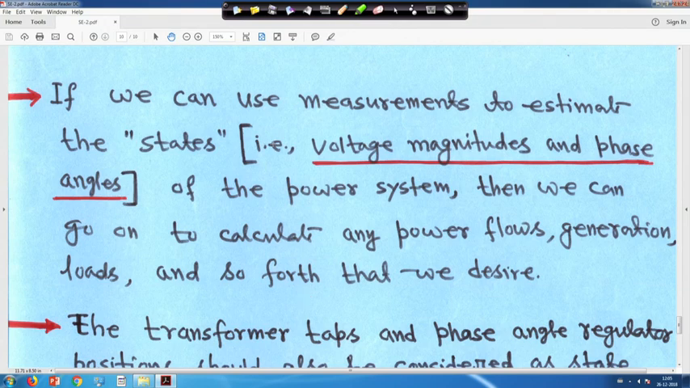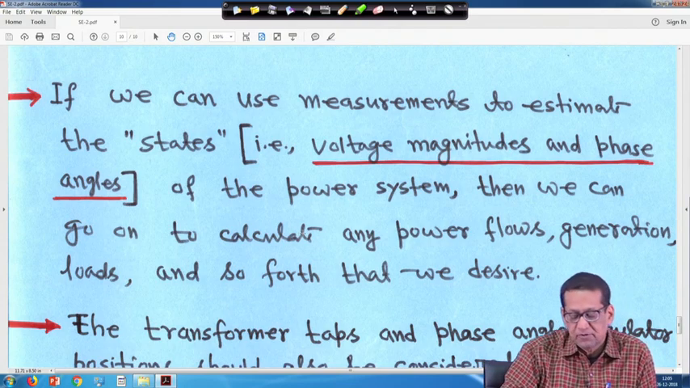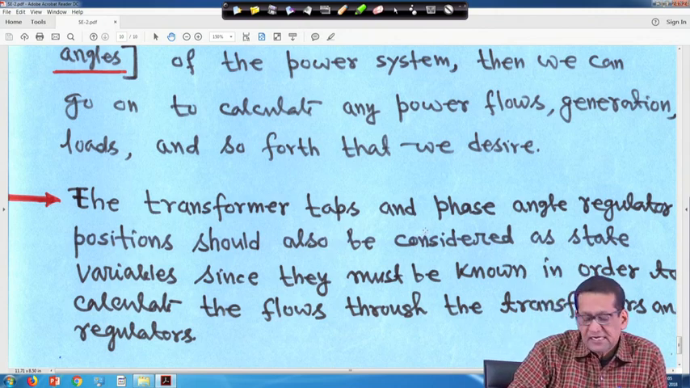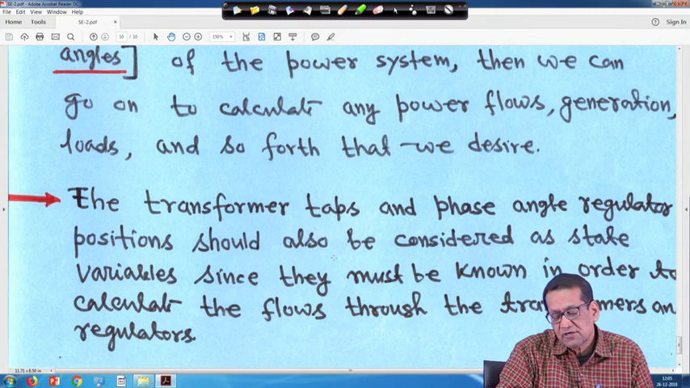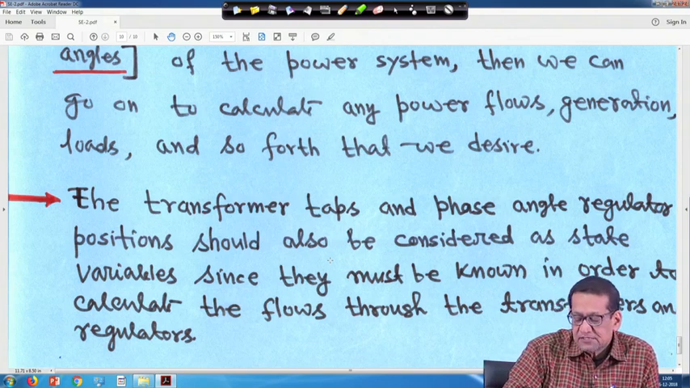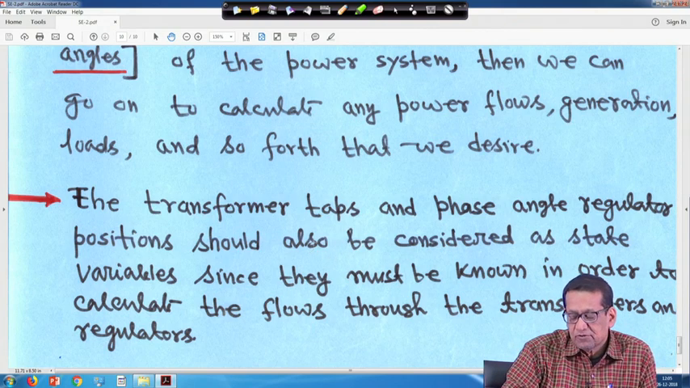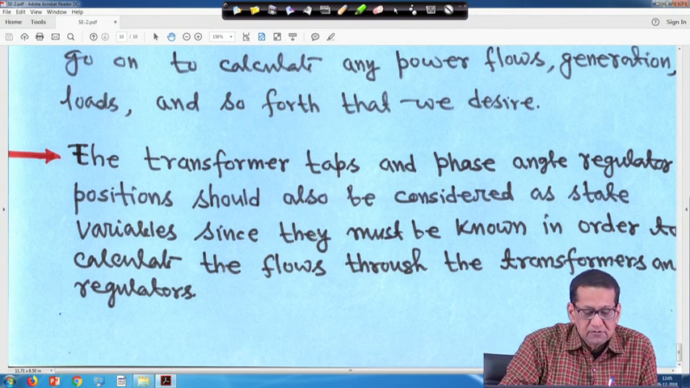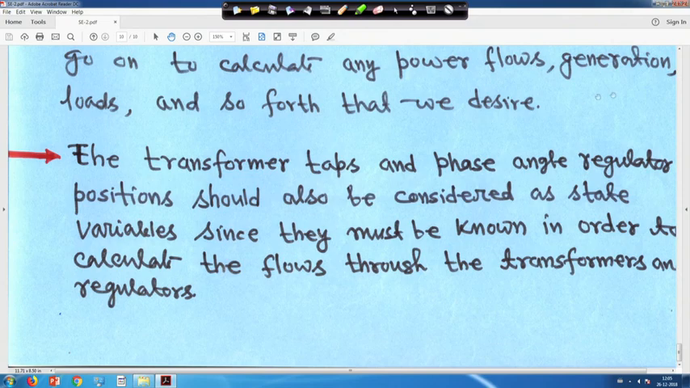Just starting from the end of the previous lecture, if we can use measurements to estimate the states, that is voltage magnitude and phase angle in this case of the power system, then we can go on to calculate any power flows, generation, loads and so forth that we desire. The transformer taps and phase angle regulator positions should also be considered as state variables, since they must be known in order to calculate the flows through the transformers and regulators. So, that is what we have seen.